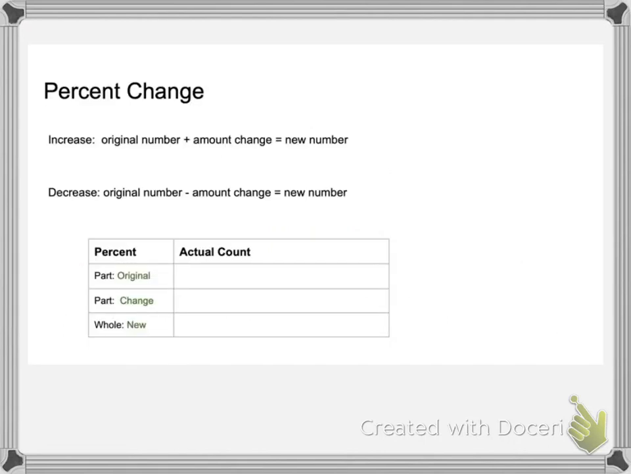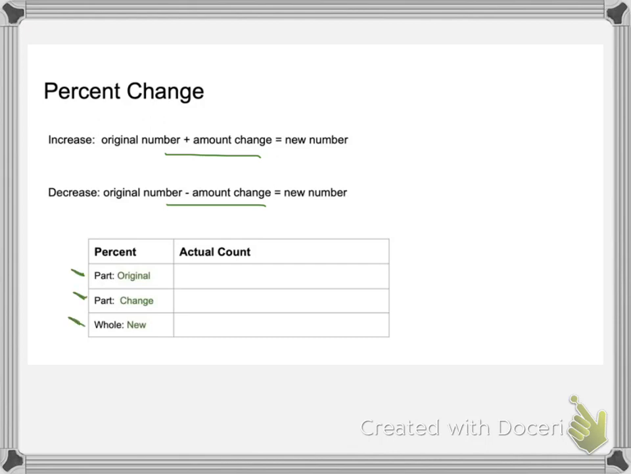Percent change. When we increase, we have the original number plus the amount of change gives us our new number. And a decrease, the original number minus the amount of change gives us our new number, right? We'll set these up in ratio boxes. Remember, we always had a part, and then a whole. Well, we're going to have our original amount, we're going to have our change, and then we'll have our new amount.